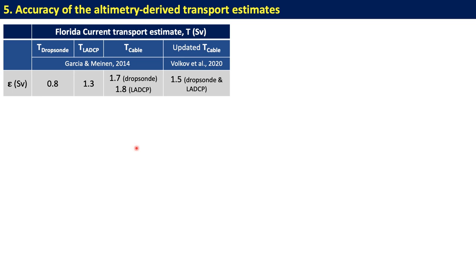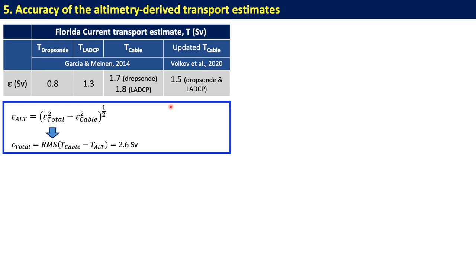Since that time, more drop sonde and LADCP sections have been carried out. So using all additional sections, we updated the cable measurement error, which now becomes 1.5 Sverdrups, and it is the same for comparing the cable to drop sonde or to LADCP measurements. Now the accuracy of the altimetry-derived transport can be estimated as the square root of the difference between the total error squared and the cable error squared, where the total error is the root mean square difference between the cable and altimetry-derived transport, and it is equal to 2.6 Sverdrups. Using the updated accuracy of the cable transport, we arrive at 2.1 Sverdrups for the accuracy of the altimetry transport.